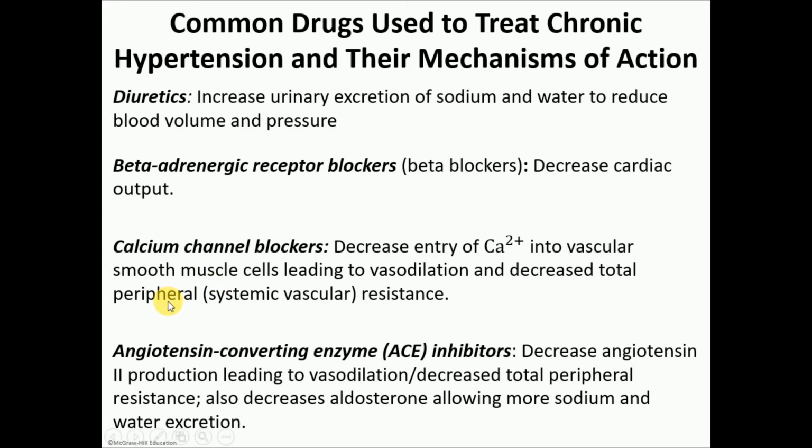Or we can use ACE inhibitors, which is angiotensin converting enzyme inhibitors, and that blocks that whole angiotensin II production by that renin-angiotensinogen story that we've talked about previously. So if you block that, you're also blocking aldosterone, and that leads to the increase of excretion of sodium and water. And all of that eventually will lead to the decrease in blood pressure.